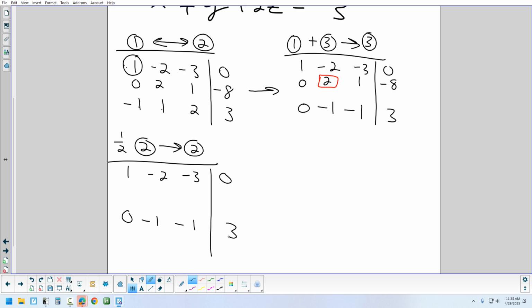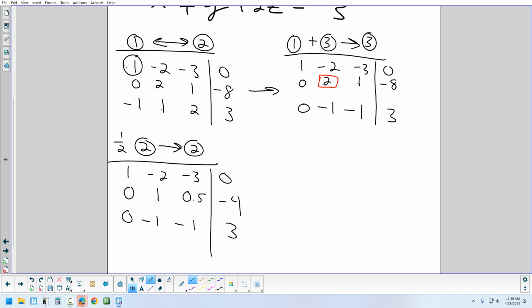Now, take half of everything in row 2, and that's your new row 2. What's half of 0? 0. What's half of 2? 1. That's not too bad, but it's not great. What's half of 1? Half. So now we've got a fraction we have to deal with, but that's not bad. And what's half of -8? -4. Okay, so now that's good.